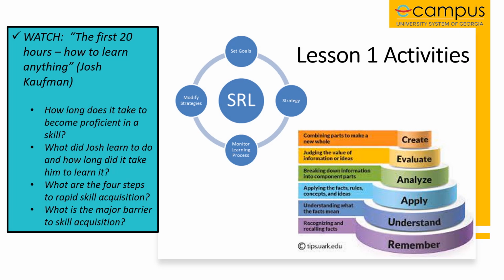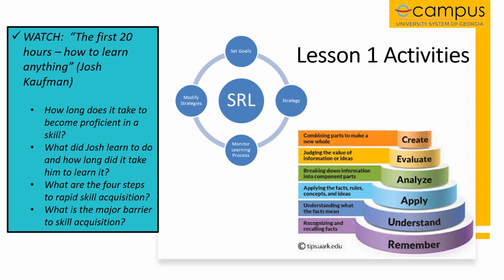Activities for this lesson include watching this very informative TED Talk, The First 20 Hours: How to Learn Anything, hosted by Josh Kaufman. While you're watching this TED Talk, consider this. How long does it take to become proficient in a skill according to Mr. Kaufman? What did Josh learn to do, and how long did it take him to learn it?